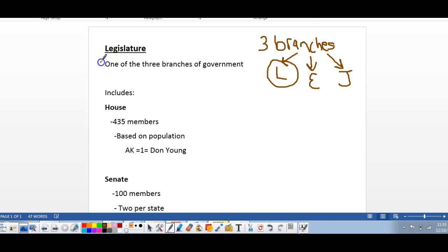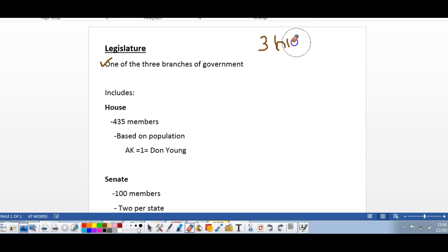And like I said, it's one of the three branches. And our founding fathers, or founders, originally designed our government in that there were many checks and balances, and we're going to learn about that in a few class periods. But we're going through each branch, and then we'll talk about the checks and balances and analyze it.